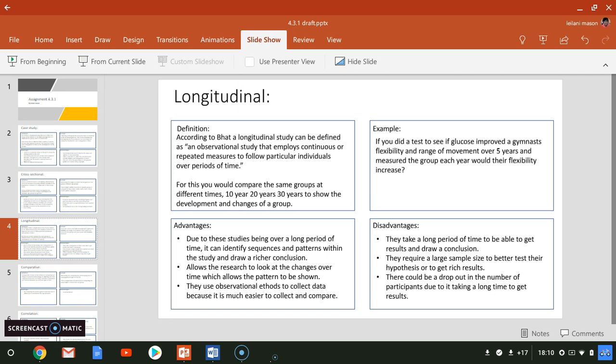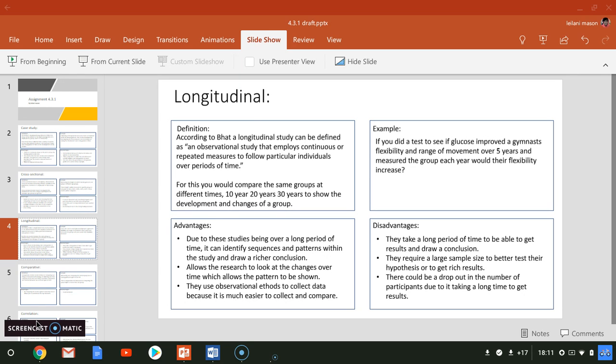This longitudinal study is observational, meaning that the variables stay the same over a period of time. Also, the researcher doesn't influence the participants, so it shows the development and can show the change in a group of individuals and groups.